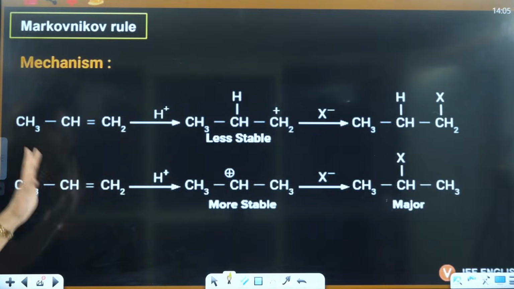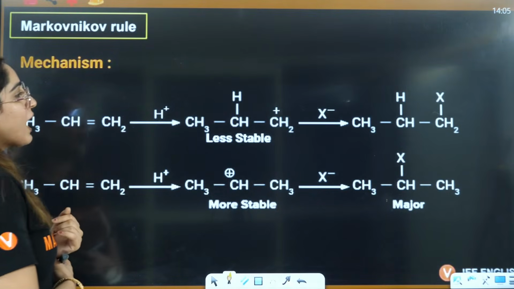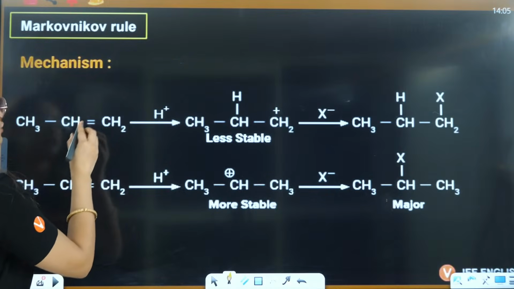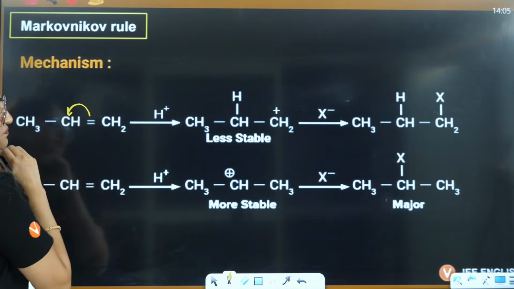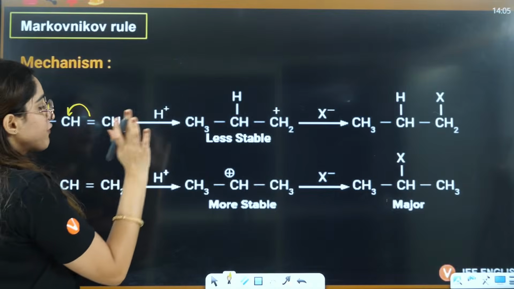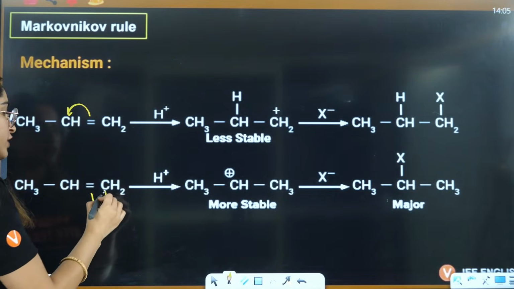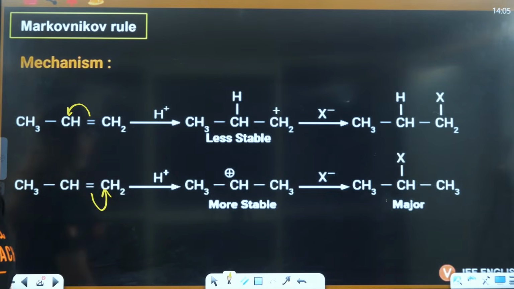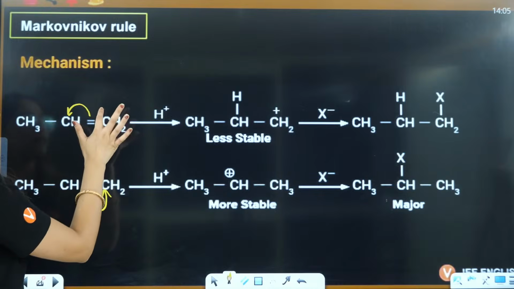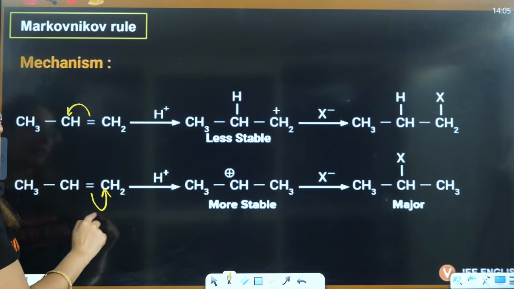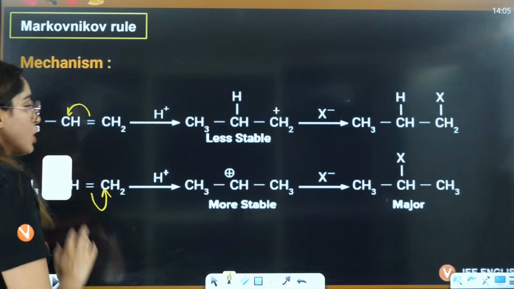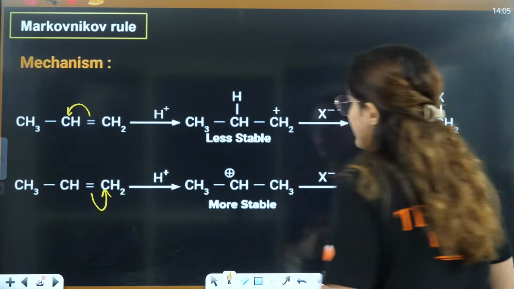You add H positive, right? And when you add H positive, the pi electrons are shifted here. Two things can happen: either the pi electrons shift here or the pi electrons shift here. When they shift to one side, that carbon will be positive, and when they shift to the other side, that carbon will be positive. So two types of carbocations can be formed.